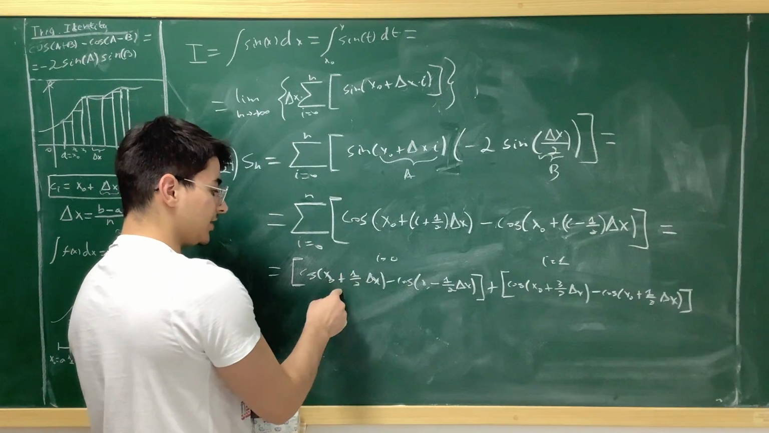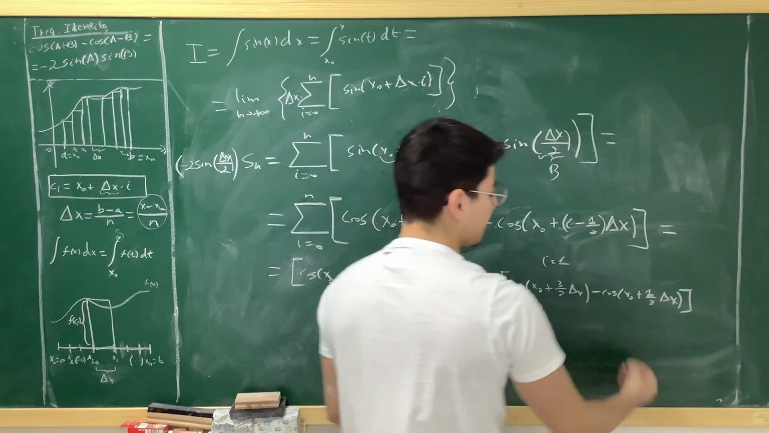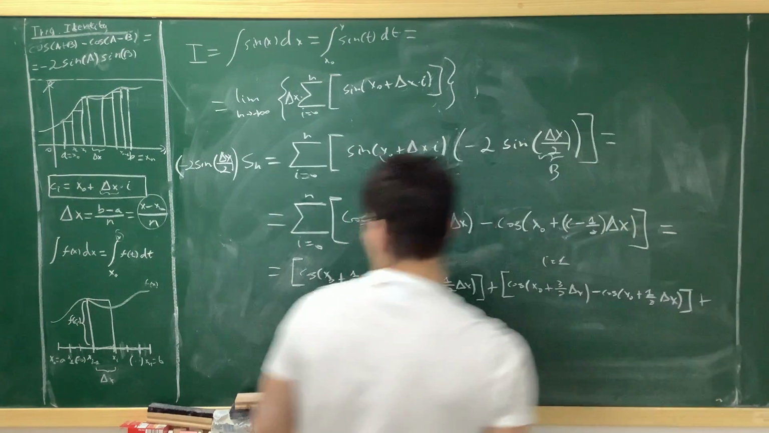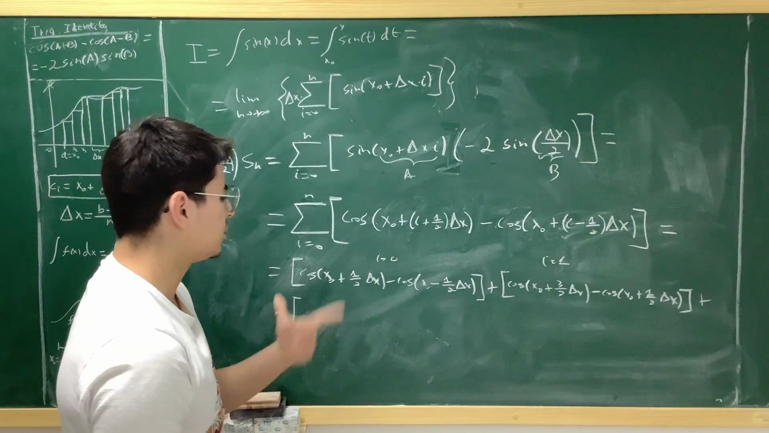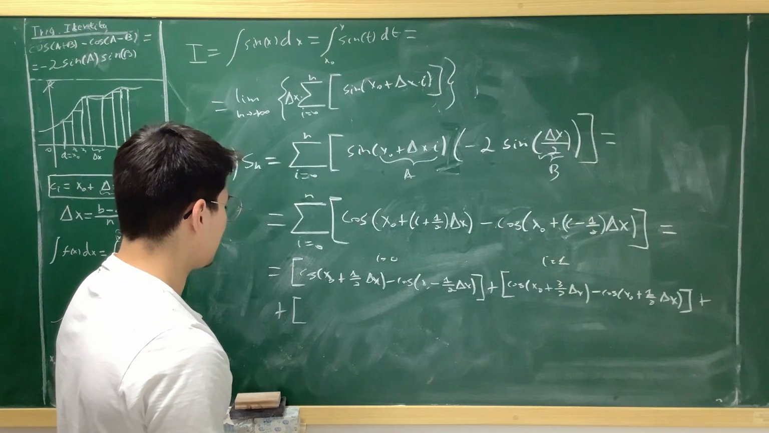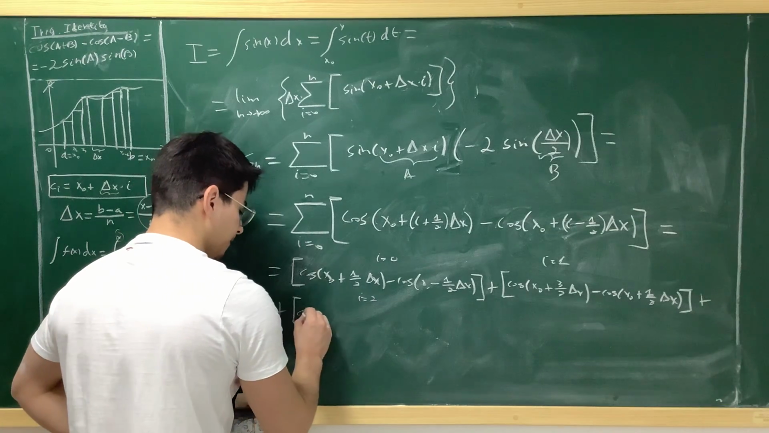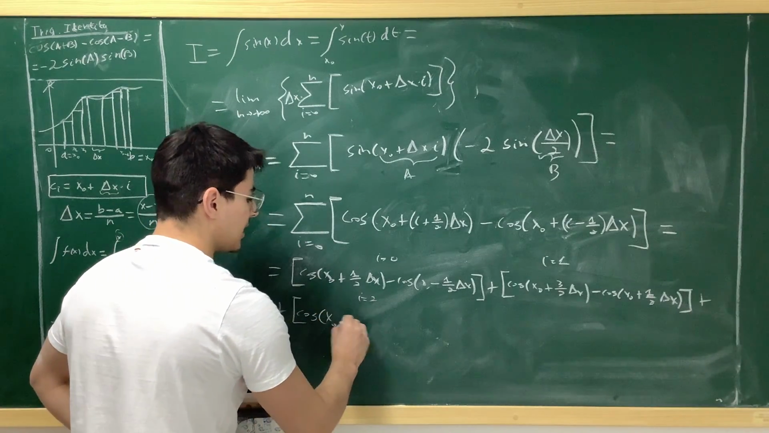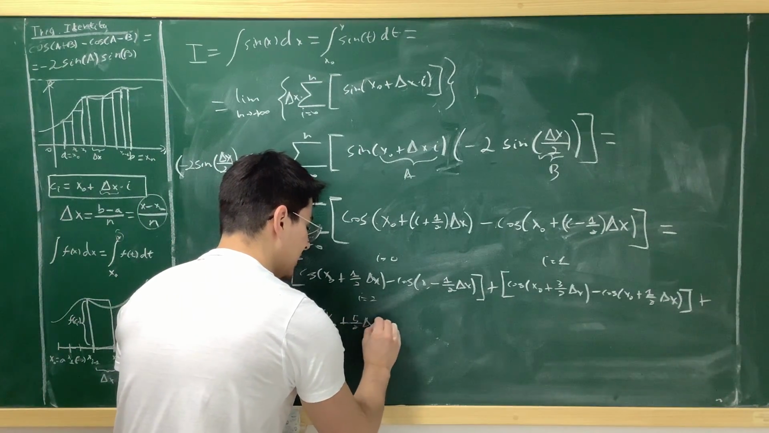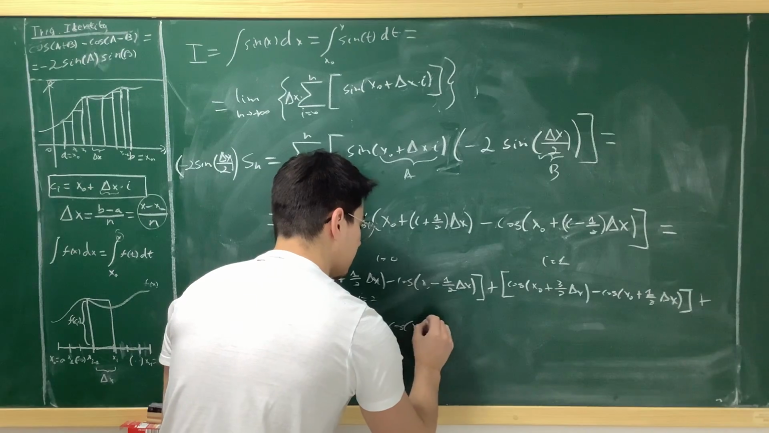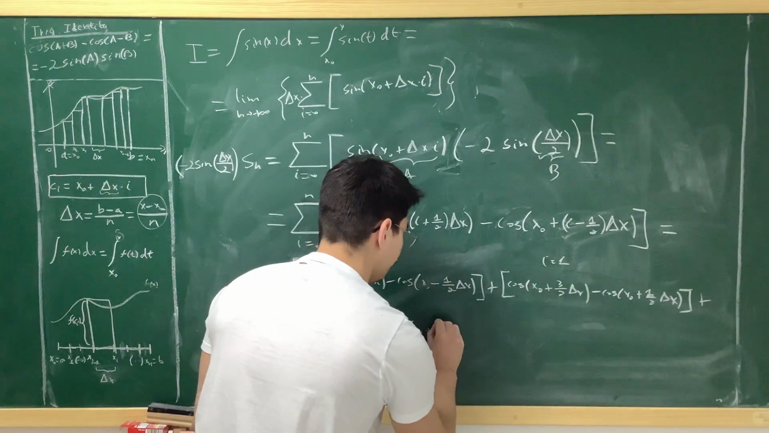Notice that this term cancels with this term, so the first term here cancels with the second term of the next term. I'm using the word terms a lot, but I'm not too sure how to say it in another way. Well, now going for i equals 2, cosine of x naught plus 2 plus 1/2, which is just 5/2, delta x, minus the cosine of x naught plus 1 minus 1/2, just 1/2.